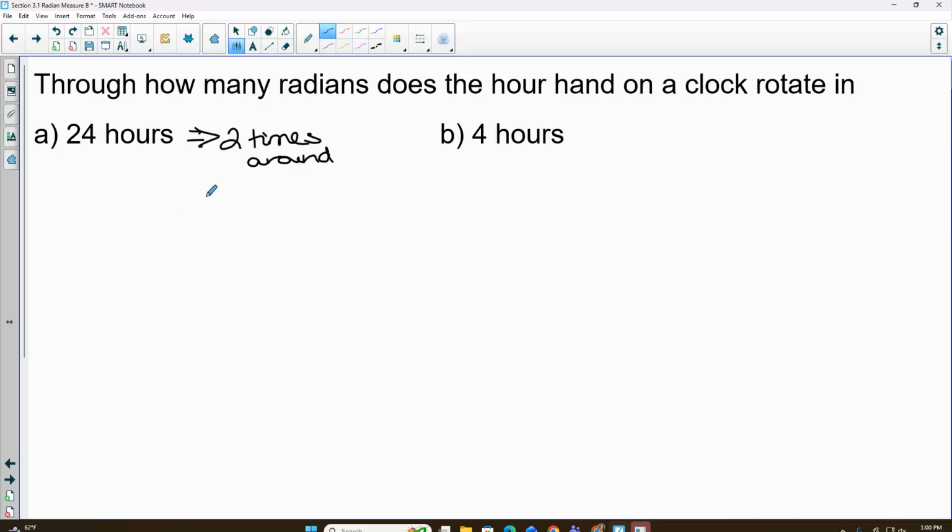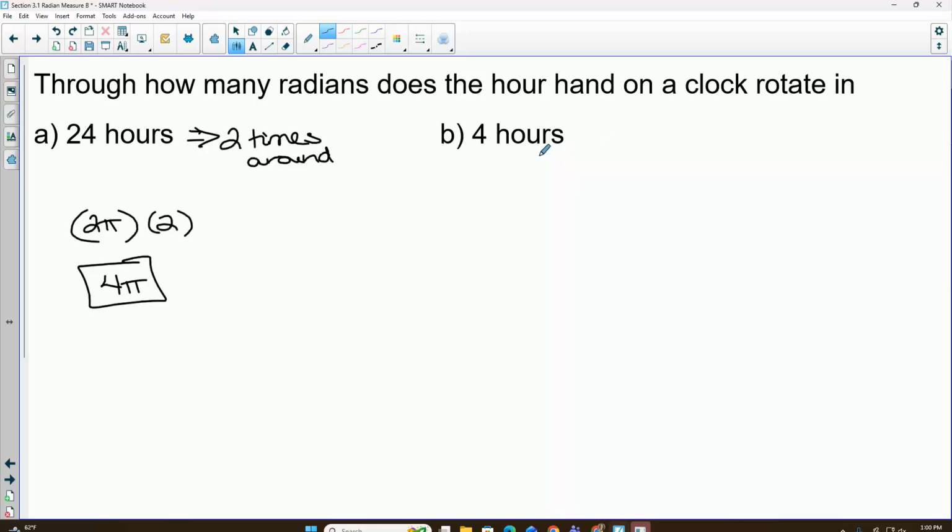Every time you go around the circle, how many radians is that? 2 pi. So we have 2 pi twice. So just 2 pi times 2, which is 4 pi. No unit required because it's radians. If we were doing degrees, we know we have to put a degree measure.